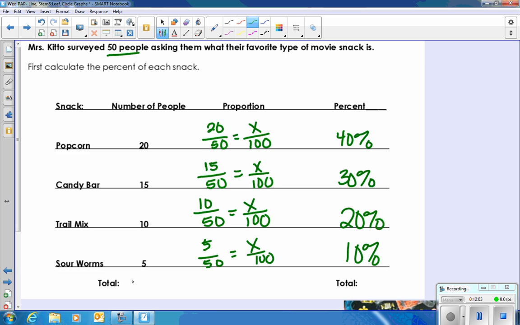So if you add all these up, it should total 50. If you add all these up, they should total 100%. That should make sense because we're talking about parts out of whole.